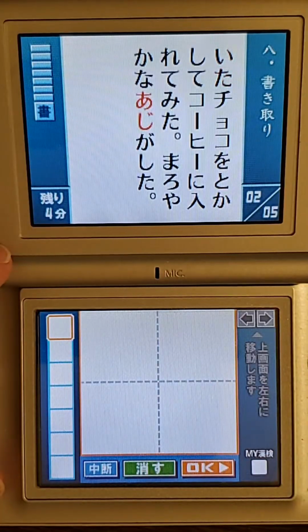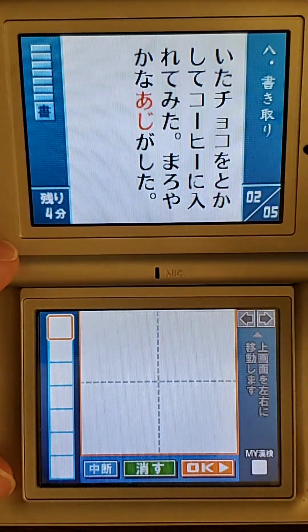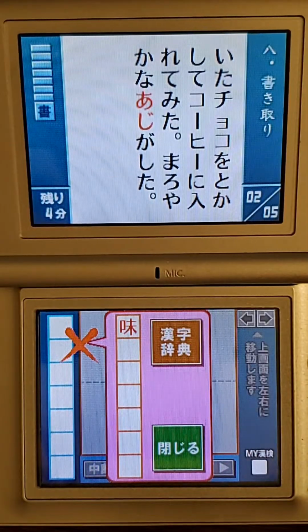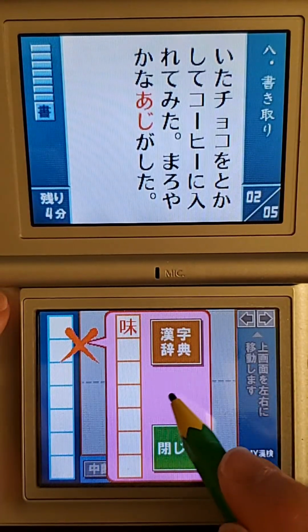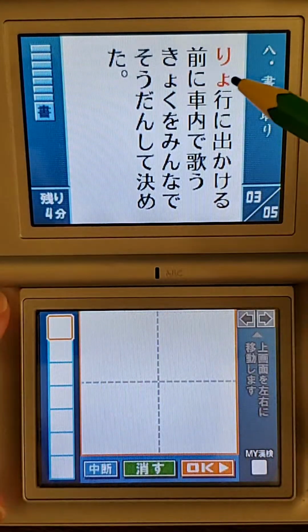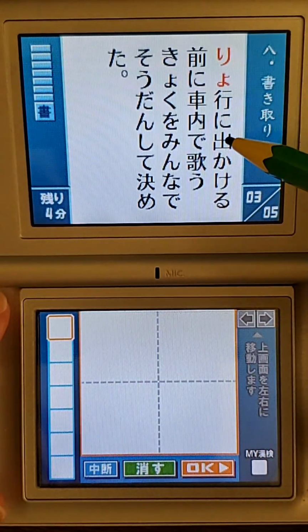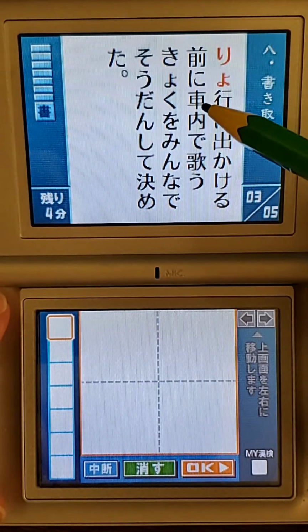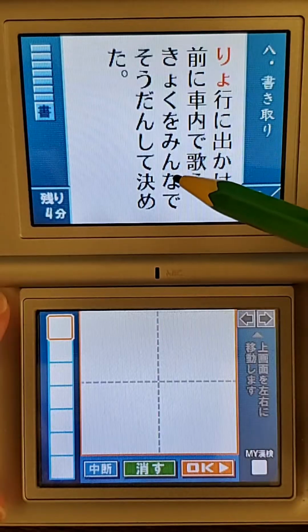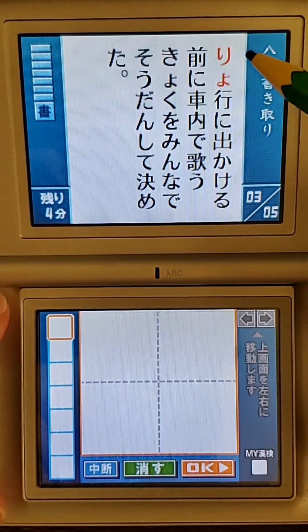Ita. Okay. Aji gashita. Oh, what is it for aji? I haven't had aji for this level yet. Have I? Aji. I know the kanji, but I can't write it. Oh, yeah, I think I have, actually. Okay, put it in my Kanken. Study that later. Ryoukou ni dekakeru mae ni shanai de utau kyoku o minna de soudan shite kimeta.